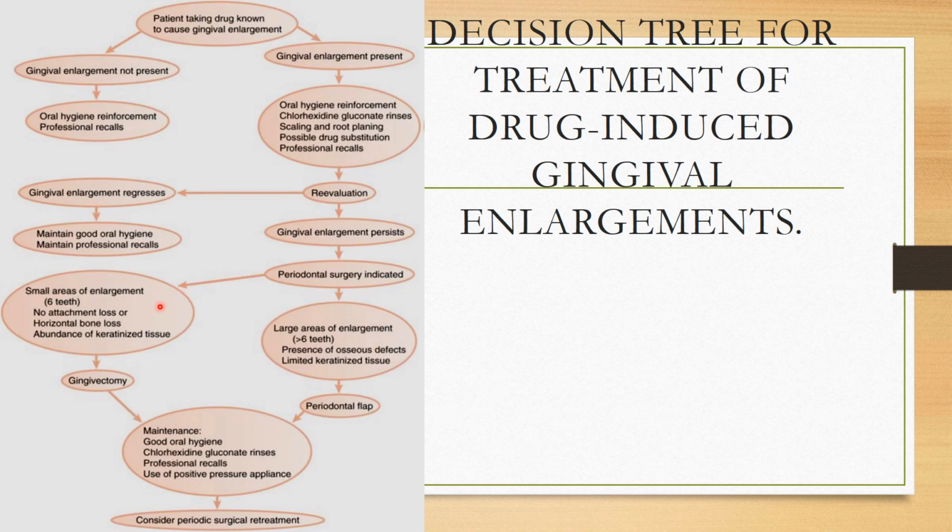And if there are just small areas of enlargement with no attachment loss, no true pocket, just horizontal bone loss, and abundance of keratinized tissue, and it is not in the anterior area, you can obviously go for the gingivectomy procedure. After gingivectomy, obviously the maintenance phase plays an important role in maintaining oral hygiene, with chlorhexidine rinse, professional recalls, and use of pressure appliances. And then periodic surgical retreatment will be considered. So this is the line of treatment for gingival enlargements.